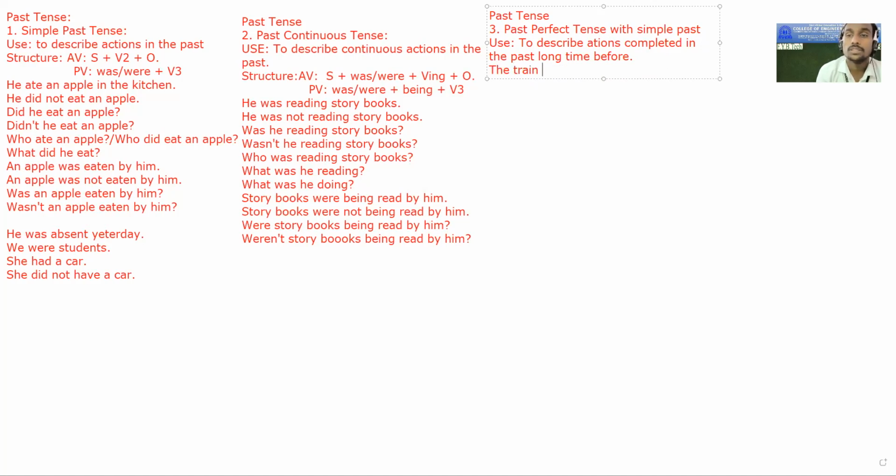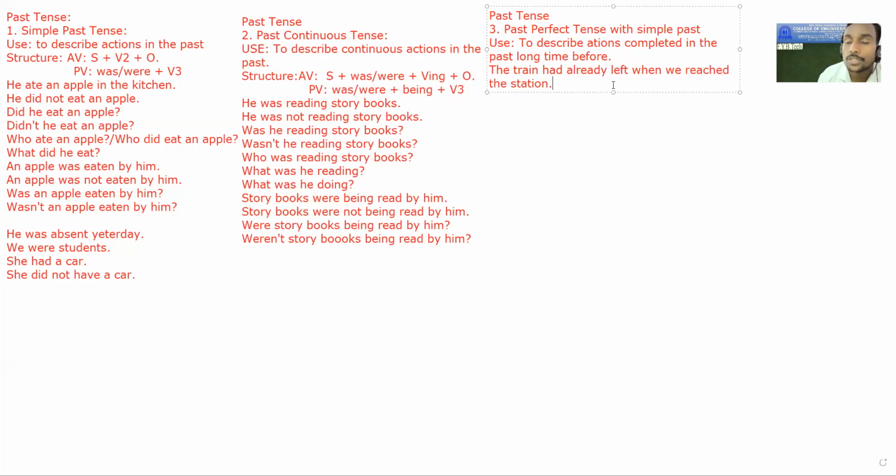The train had left, already left when we reached the station. Like this. So here in this case, usually there are two actions that happen.